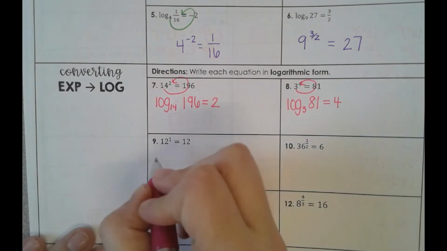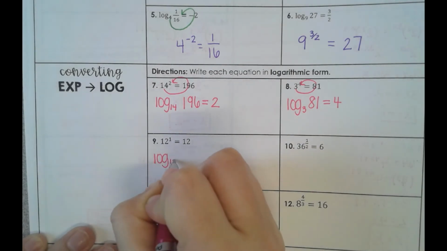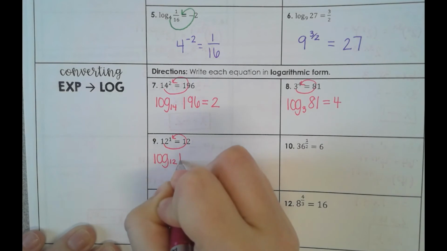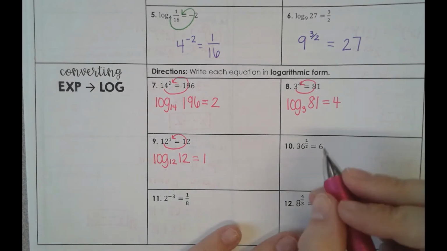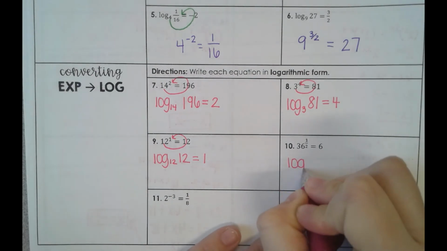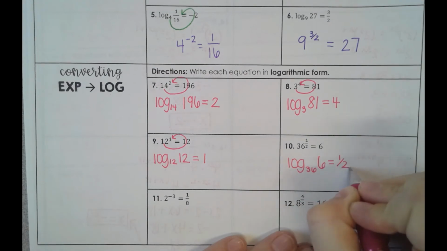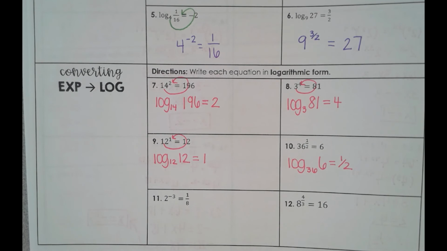Number 9, log base 12 of 12 equals 1. Then we would have log base 36 of 6 equals 1/2. Write down what you think 11 and 12 would be.